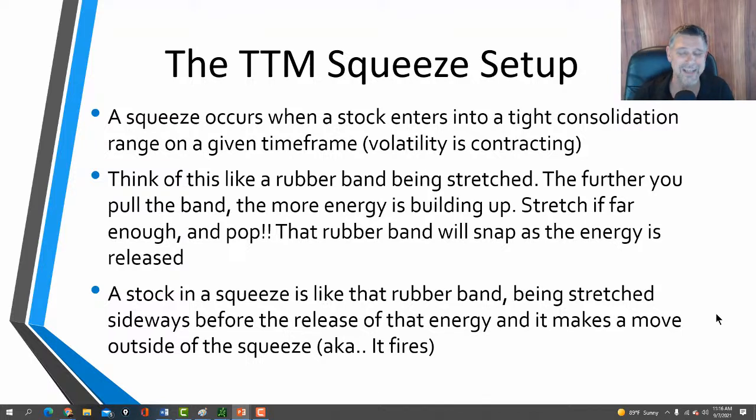Here's an analogy, and a lot of people use this one. I didn't come up with it. I've got another one that I'll talk about in a second, but think of a rubber band that's stretched. The further you pull the band, the more energy is building up. It's tightening, tightening, tightening, energy, energy, energy. And if you stretch it far enough, pop, that band releases that energy. So when a stock is in a squeeze, the volatility is contracting and the energy is building just like the rubber band.